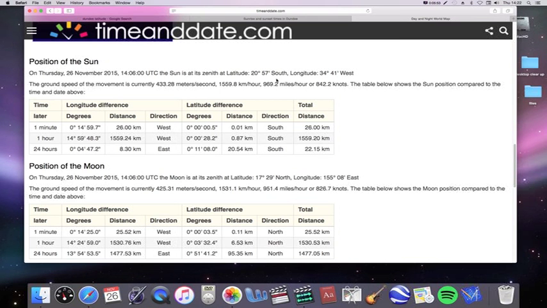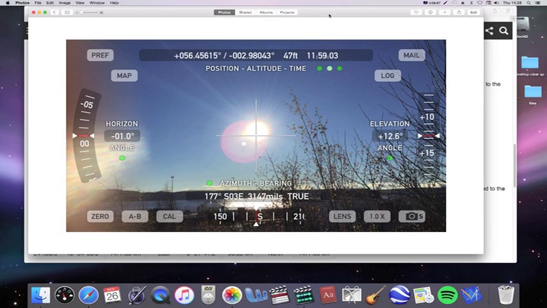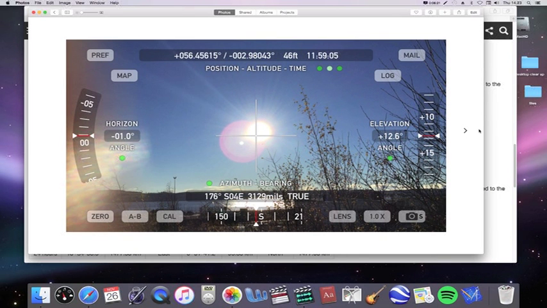So what I did is I went out with my iPhone and a theodolite app on my phone, and I took some screenshots of me measuring the angle of elevation of the sun. Like I said, if you can get this within about a degree of accuracy, that's fine. So I can go through some screenshots I got. You can see the time is 11:59.